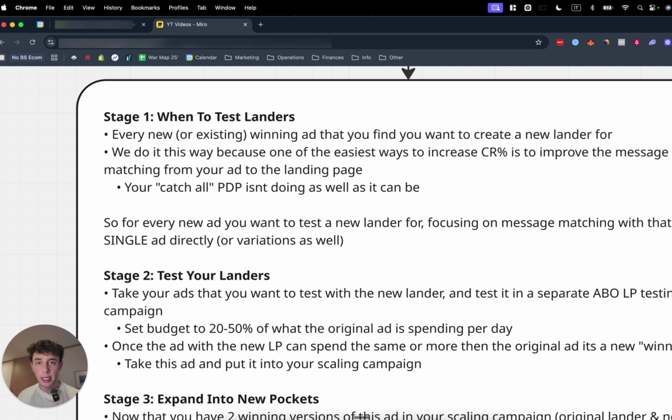Keep in mind, just like creatives, you're not going to make one or two landers, test them, and have it take off and scale, right? It requires a lot of testing and a lot of iteration. So put the effort in, right?